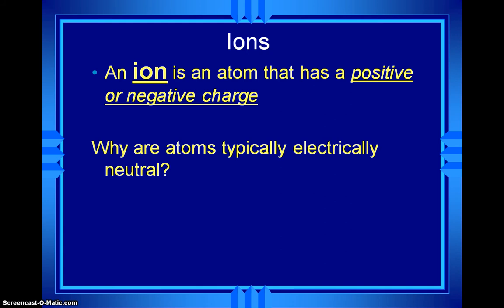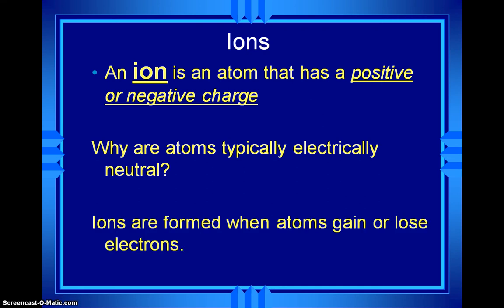And we know from when we learned back in the last unit about atomic structure that atoms are typically electrically neutral, and that's because they have the same number of protons as electrons. But there's a name for when there are a different number of electrons, and that is what an ion is. An ion is formed when atoms either gain or lose electrons.